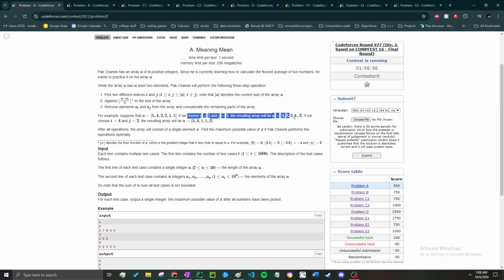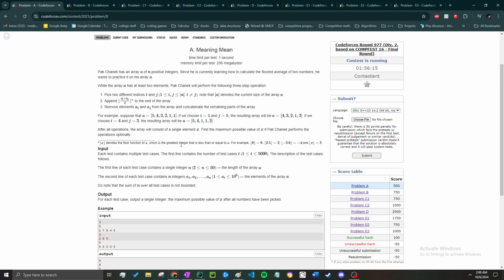Wait, so once we have this array, we're selecting j equals 3 and 4, right? 2 plus 1 is 3. 3 divided by 2 is 1. Oh, we're looking back at this array. I'm stupid. So let's choose 4 right here, and we're choosing 3. So 3 plus 2 is 5. 5 divided by 2, with the floor operation, is 2.